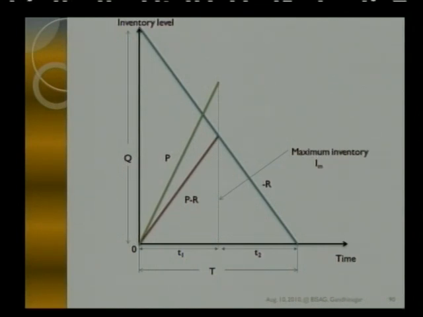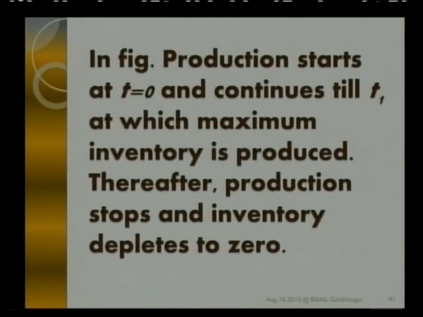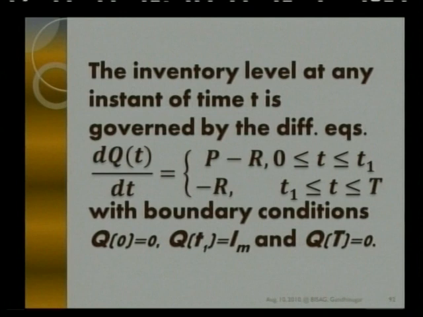So 0 to T1, the first part of the triangle, is called the production phase, and the second part of the triangle is called the non-production phase. This is what I already said. Similar to what we did in the first model, let's see what the differential equation looks like. During the first phase, the rate of change of inventory is because of the difference of production and demand rate, while during the non-production time it is only because of demand that is getting satisfied.